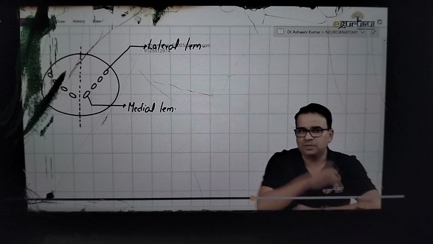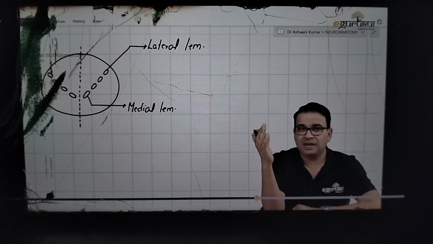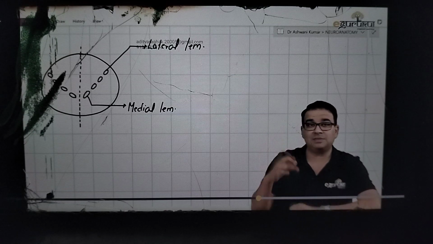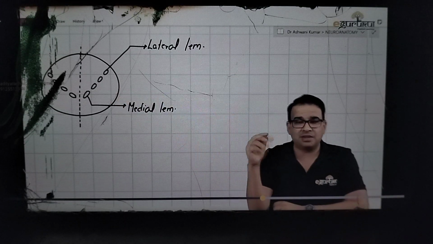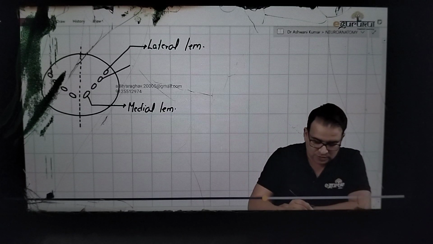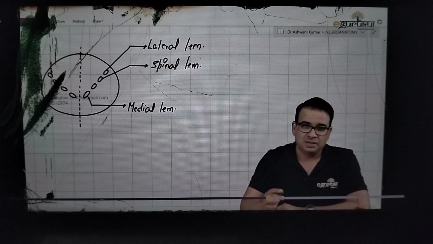What about the remaining two? Now, the tract called the lateral spinothalamic tract. What was the tract carrying? Pain and temperature. Lateral spinothalamic tract was carrying pain and temperature. And the name says lateral spinothalamic tract. So out of the two, the lateral one is this. And which lemniscus was formed by the lateral spinothalamic tract? That was spinal lemniscus. Because it is formed by the lateral spinothalamic tract, so it is more laterally placed.